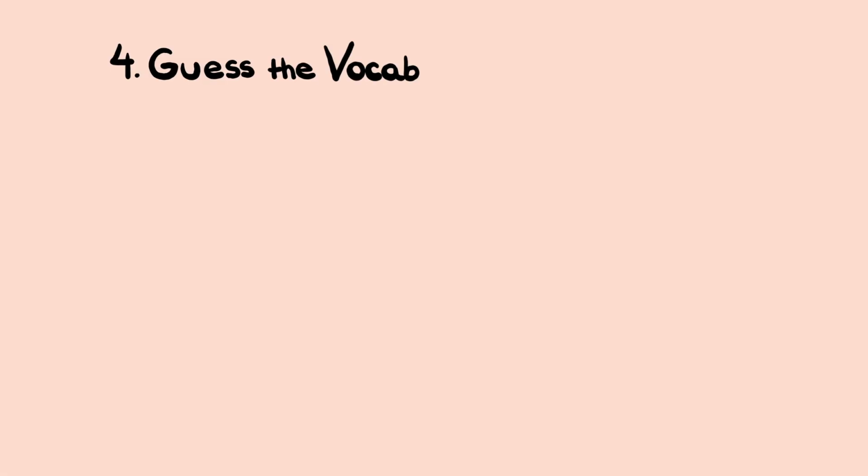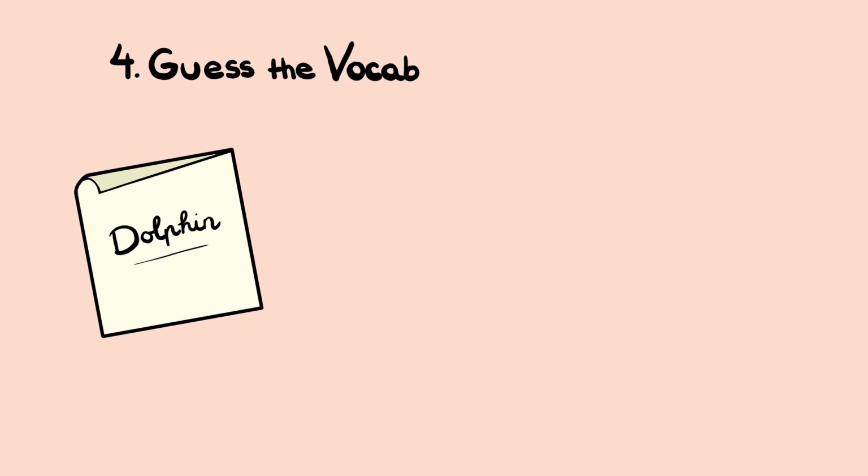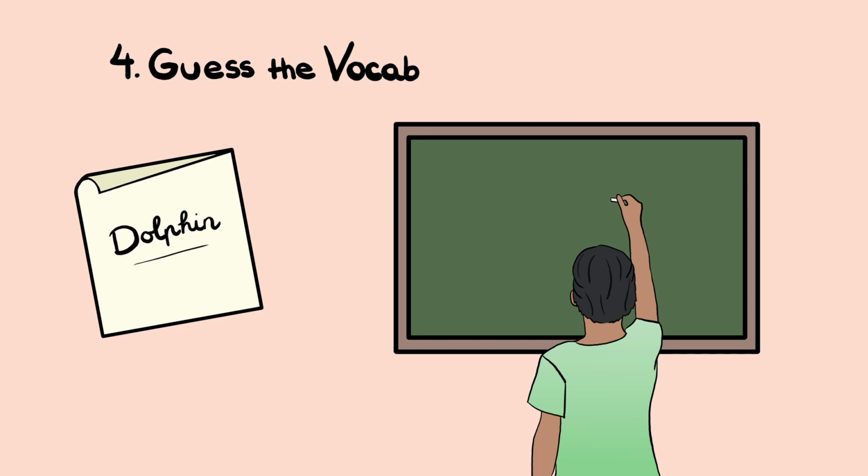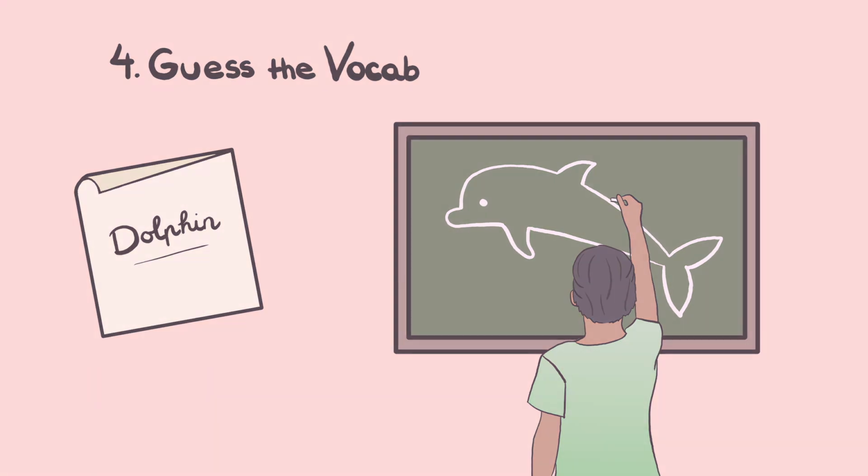4. Guess the vocab. Here's an easy way to start your language lesson. Use some of the vocabulary that your students have to study for that week or month. Ask one student to come to the front of the classroom. Give them a slip of paper on which you have written a word. It's up to them to draw out the word. The rest of the class will have to guess the word on the slip of paper.